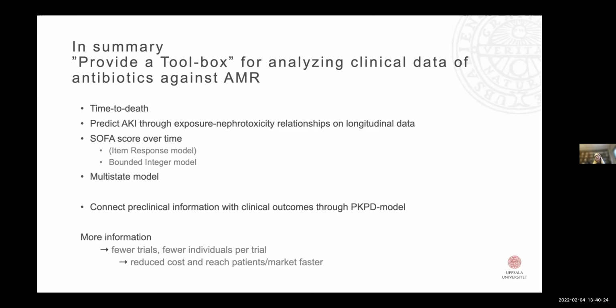And the SOFA scores, we have looked into how that could be best characterized, how should we analyze such data, and found that the bounded integer model seems to be a promising method. And once you have set that up, it's a quite straightforward model to use. That seems suitable and promising. And then we will also explore more the multi-state model. That is also likely a more informative way than just looking at failure or not.